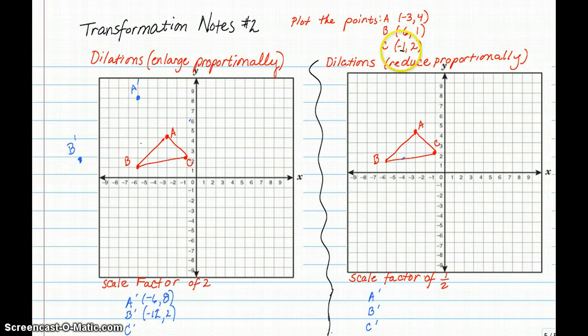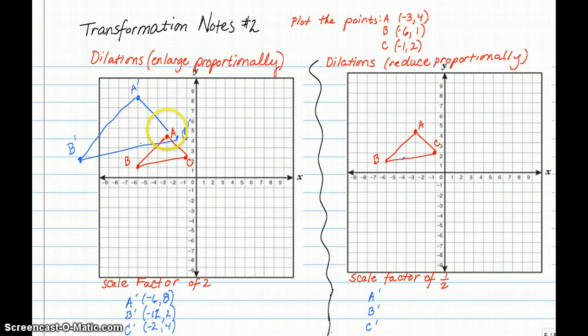And then negative 1 doubled is negative 2, and 2 doubled is 4, so negative 2, 4 is C prime. So you get a little bit of overlap on C prime. And from here to here, from here to here.